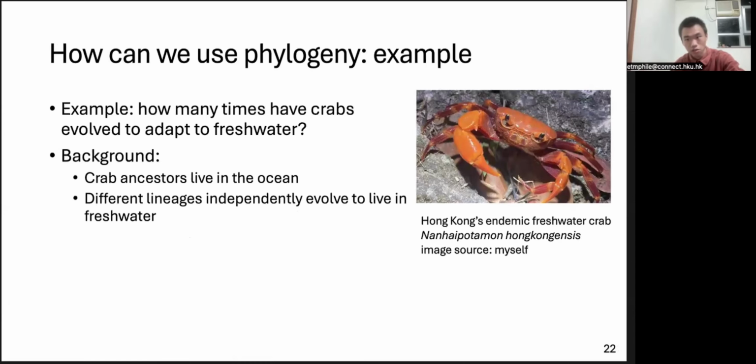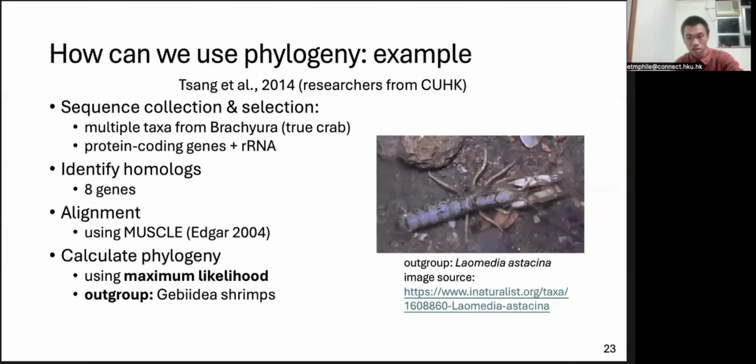So after all this theory, we can take a look at an example. Suppose we know that true crabs have marine ancestors, but some lineages, like this crab in the image, which is endemic to Hong Kong, live in fresh water. Suppose we want to know how many times crabs evolved freshwater habitation. To answer this question, researchers at CUHK reconstructed crab phylogeny.